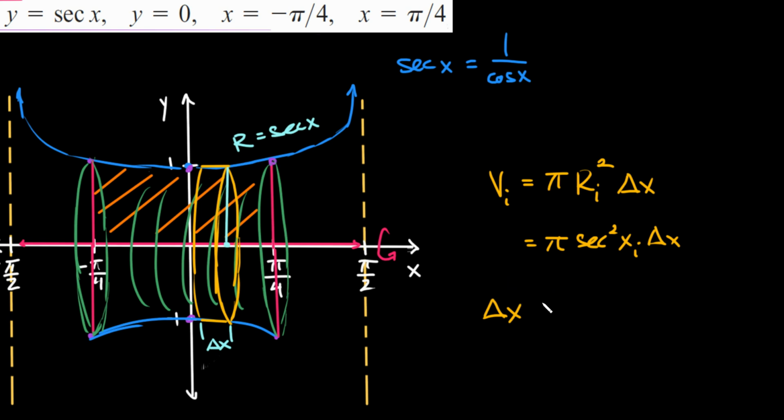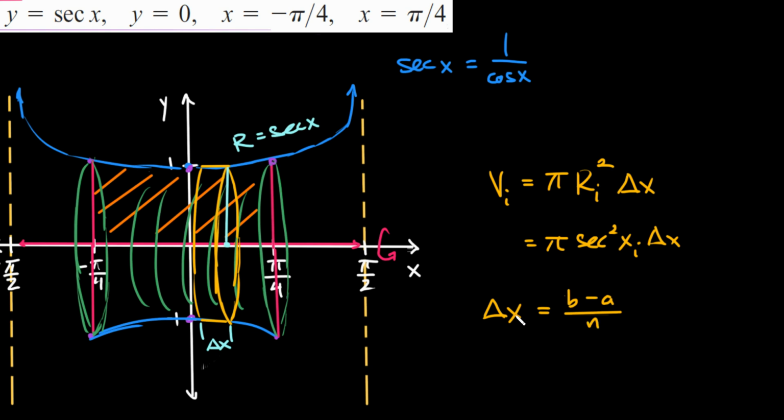So if you want to make them have an equal thickness, what you could do is take the starting and ending x values for your solid. In this case, I know they're negative pi over 4 and pi over 4, but we're just going to abstractly call them a and b. To find the thickness, you do b minus a, the difference between the two endpoints, and then you divide by n, the number of disks that you want.